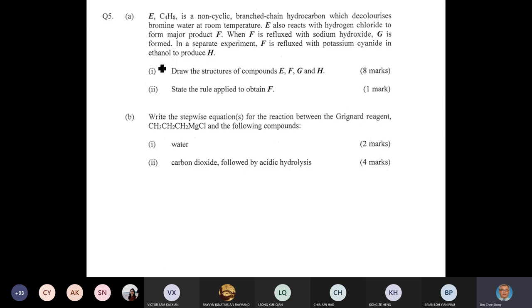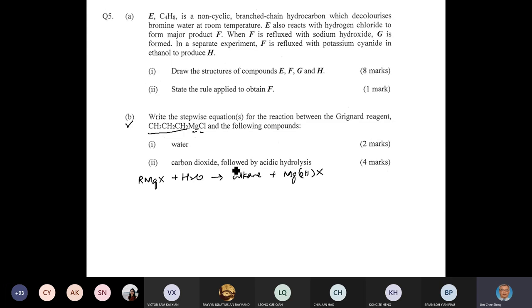Now you try to guess what the chemical structure should be. For example, we go to B first. Write the stepwise equation for the reaction between Grignard reagent, RMgCl, followed by water. So you have to know what end product will form. We give a general one, MgX Grignard reagent. When reacted with water, it can form alkane followed by MgOHX.